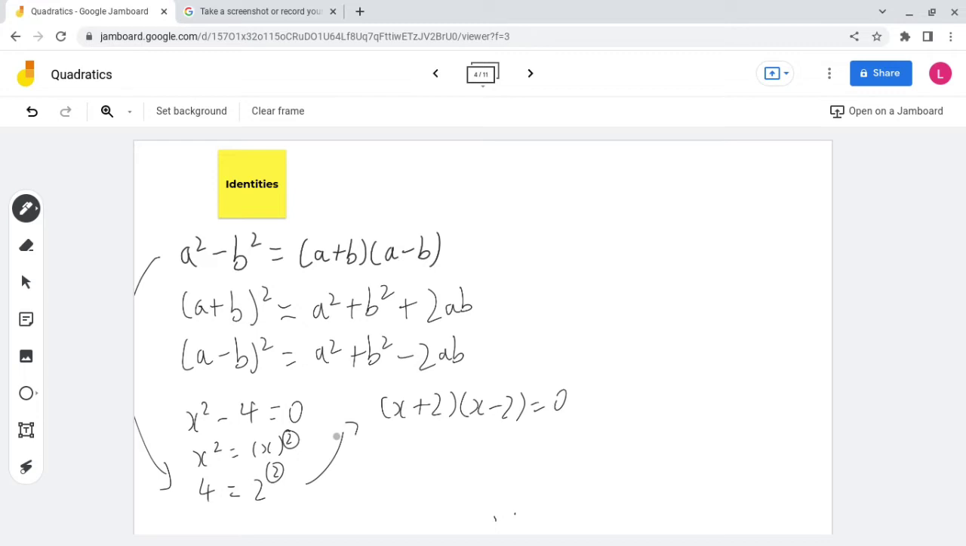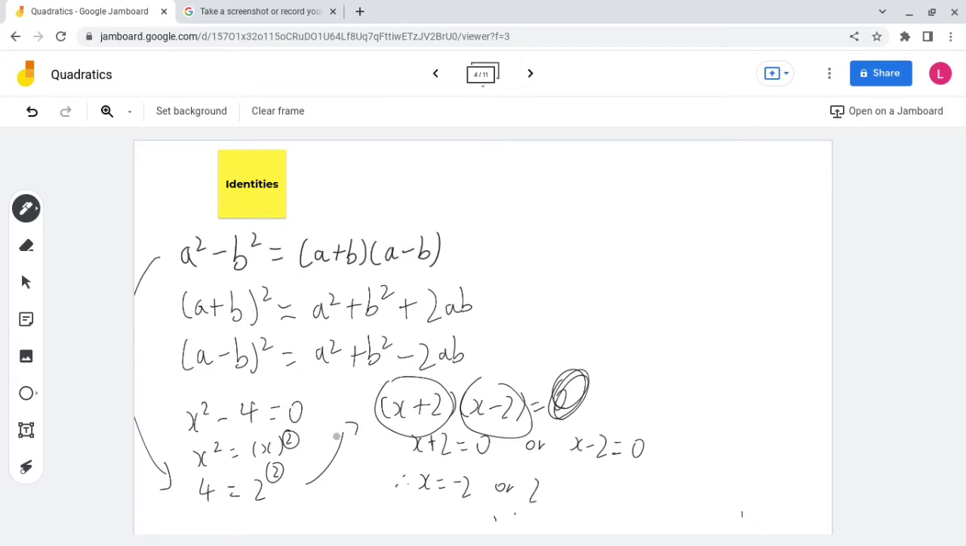Makes a lot of sense. And thus, when you move on, you can make it so either x plus 2 equals 0 or x minus 2 equals 0, because one of them has to be 0 in order for the final answer to be 0, right? So hence, x equals negative 2 or 2, right? Why?